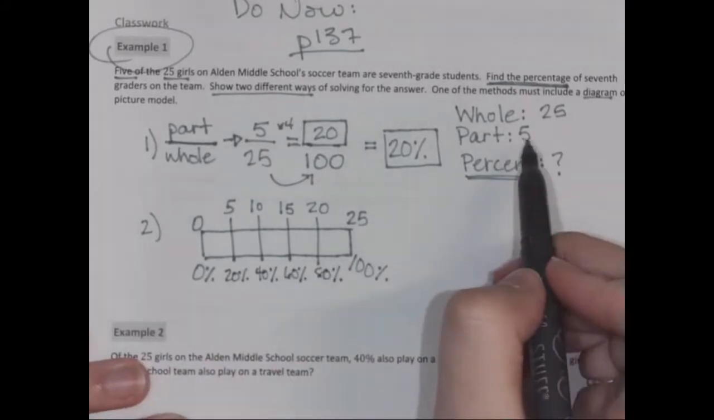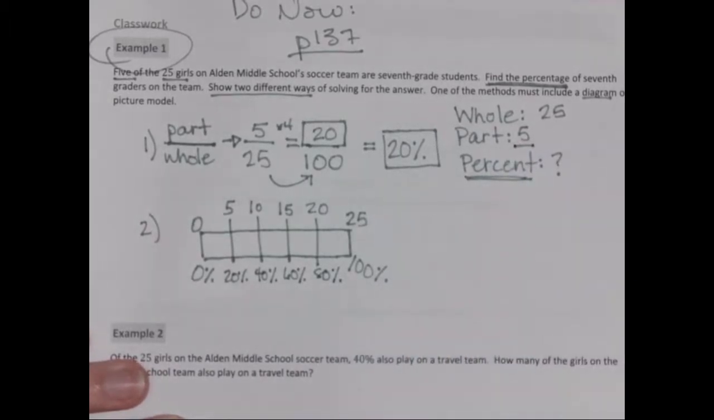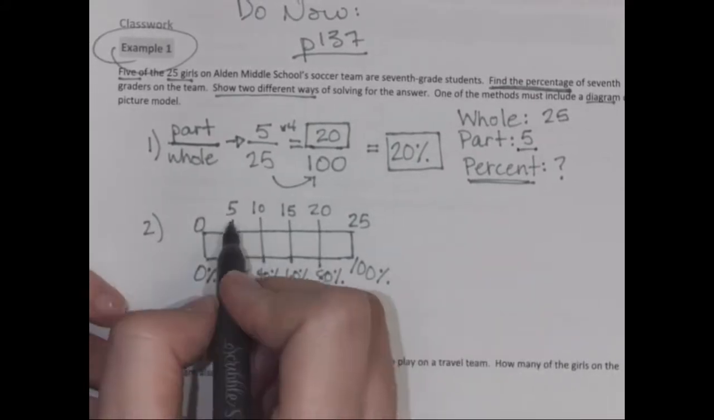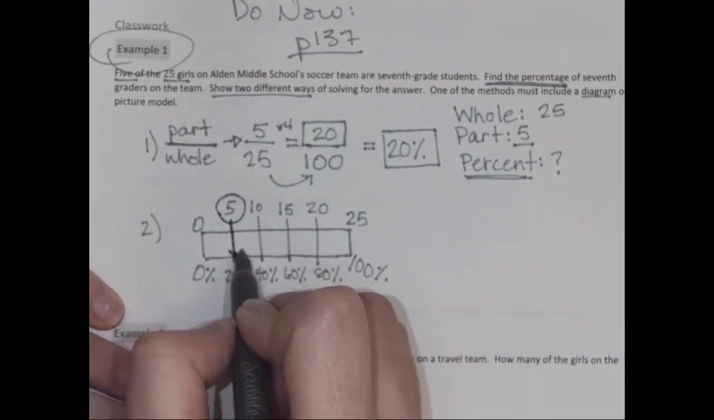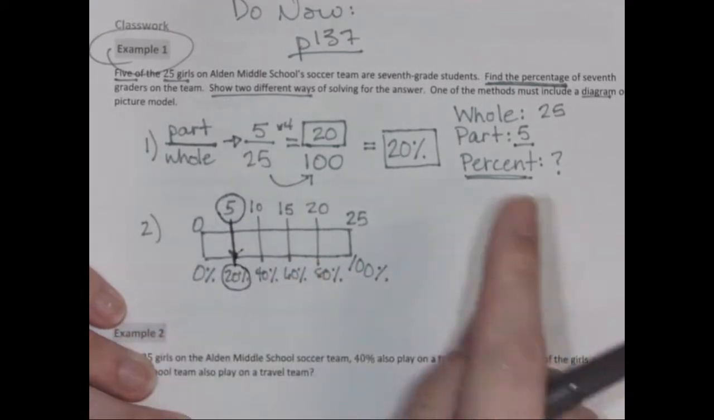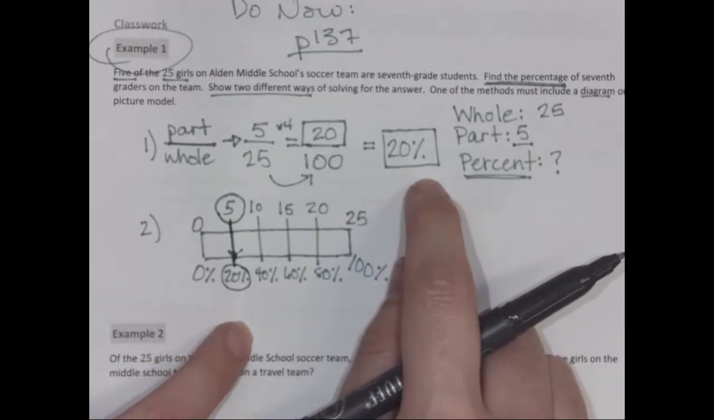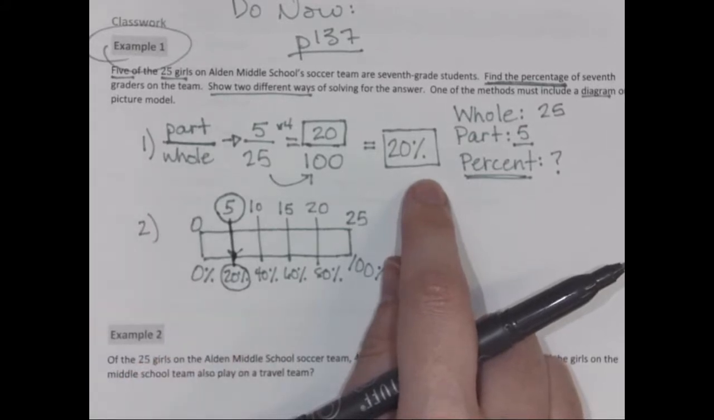Now, I want to know what percent 5 of 25 is. So what do I do with this diagram to figure that out, Dewey? You look where the 5 is. Mm-hmm. Down. I look where the 5 is, and I go, what percent is that? Oh, would you look at that? It's 20%. Now, I found the same answer with 2 different methods, so I'm feeling pretty confident that the answer is for sure 20%.